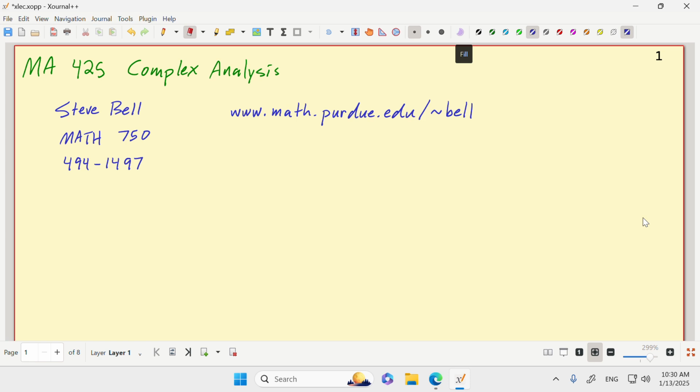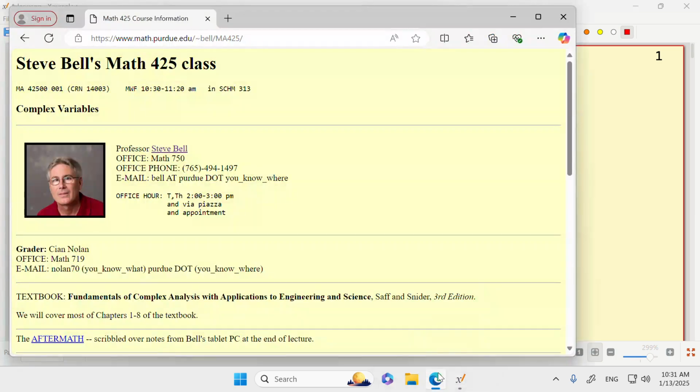Everything to know about this course you're going to be able to find on the home page for this class. Brightspace is basically going to be links to the home page. So that's where you'll find everything you need to know about the class. That would be the URL, capital M, capital A, 425, off my home page. That's where you'll find everything. Let me show you what that web page looks like. There it is.